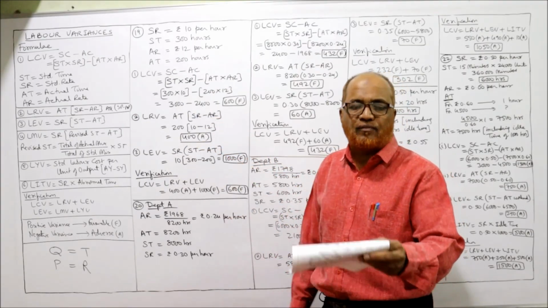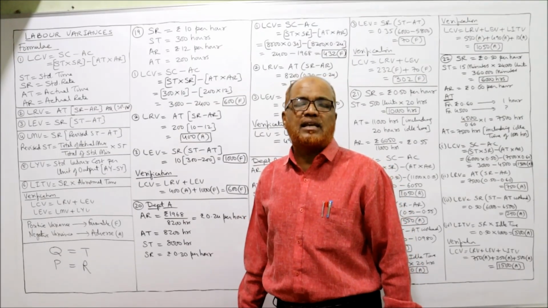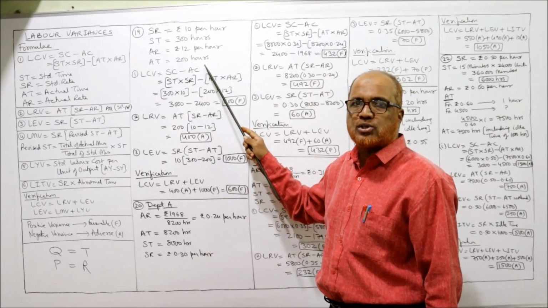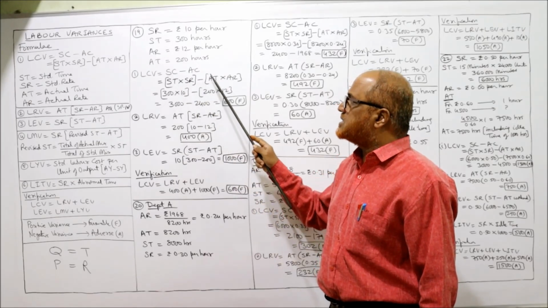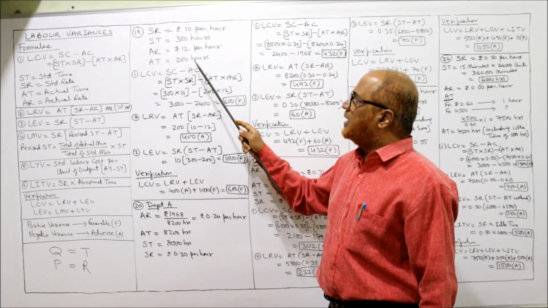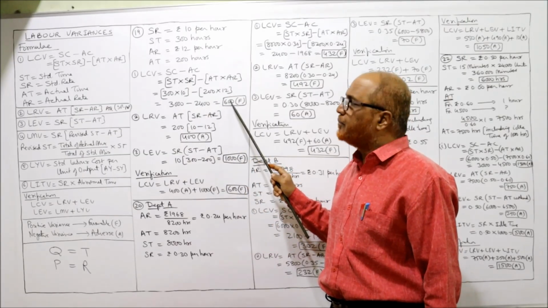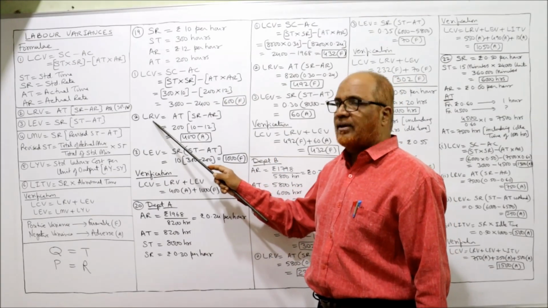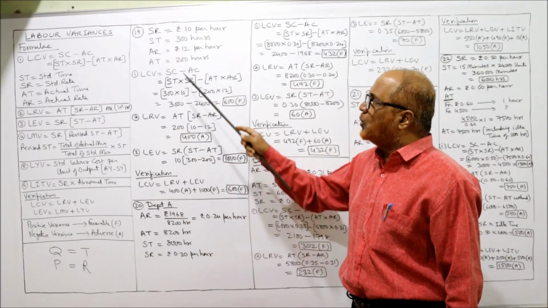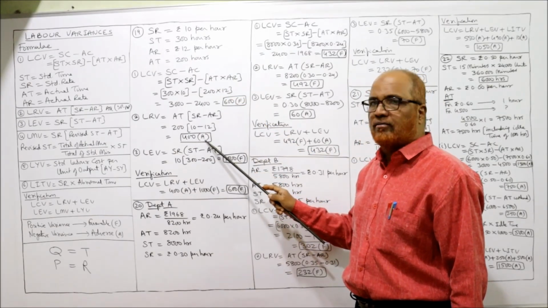Simply we have to substitute in the formulas. You are required to calculate LCV, LRV, LEV: labor cost variance, labor rate variance, labor efficiency variance. First, labor cost variance: standard cost minus actual cost, ST into SR minus AT into AR. Standard time 300, standard rate 10, actual time 200, actual rate 12. So 300 into 10, 3000, 200 into 12, 2400, 600 favorable. One variance completed, LCV. LRV: actual time into standard rate minus actual rate. Actual time is 200, standard rate 10 and actual rate 12, 10 minus 12, so 400 adverse.